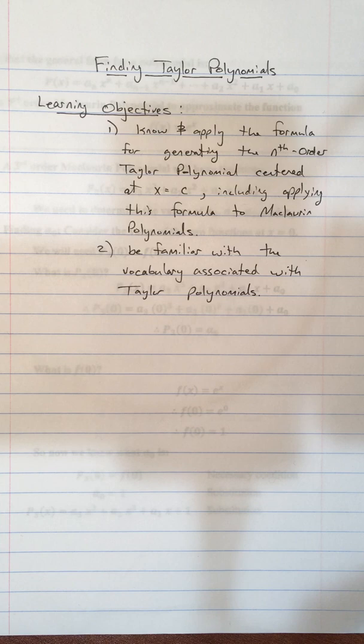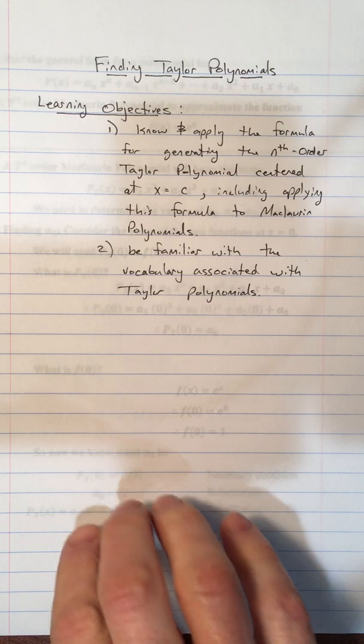We're going to do the formula for a Taylor polynomial centered at C, where C stands for center, but we're also going to talk about how to apply the formula to something called a Maclaurin polynomial. Hopefully, from the last video, you already know what a Taylor polynomial is and what it's used for, so in this video, we'll just talk about how to generate that. And then we'll discuss some of the vocabulary associated with Taylor polynomials. Like, for example, what is a Maclaurin polynomial? What does it mean to have the nth order polynomial? Those sorts of things. So that's the focus of this video.